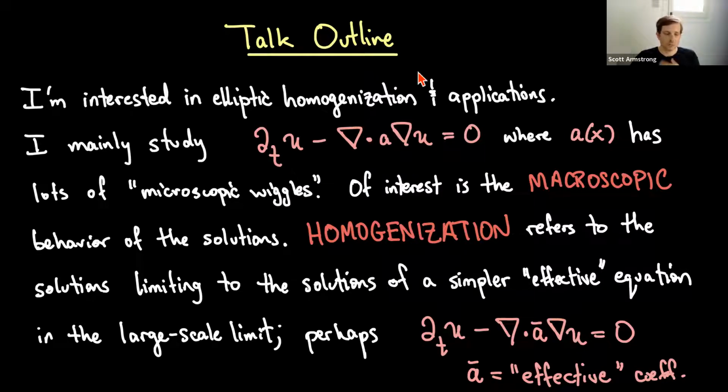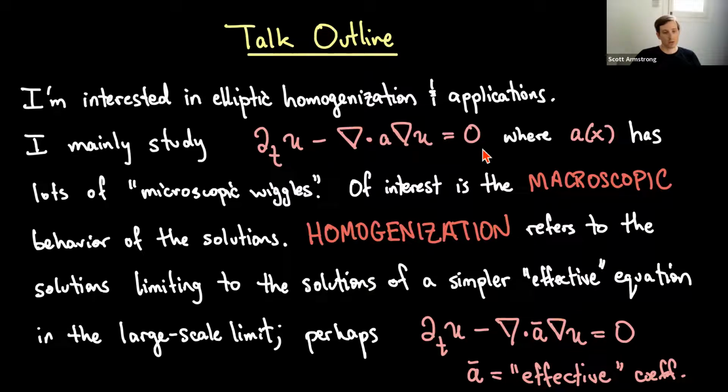And the main model equation is this parabolic equation, or maybe the simpler elliptic one. You should think of this matrix A, can you see the red cursor as well? Okay, so I can point. You should think of this matrix A as having a lot of microscopic wiggles, which are specified in some way.